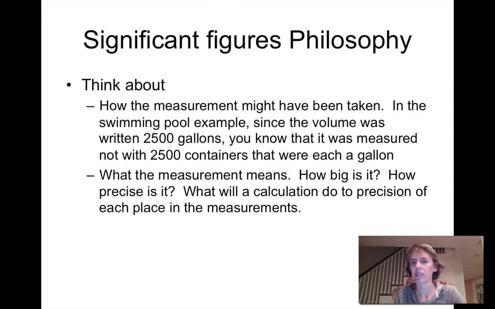So just a couple of philosophy things here. Think about how measurements might have been taken. With the swimming pool example that I gave, if it's written at 2,500 gallons, it wasn't measured with tablespoons or measuring cups. It was measured with something really rough. And so how you calculate with that measurement is impacted by the roughness of that measurement.